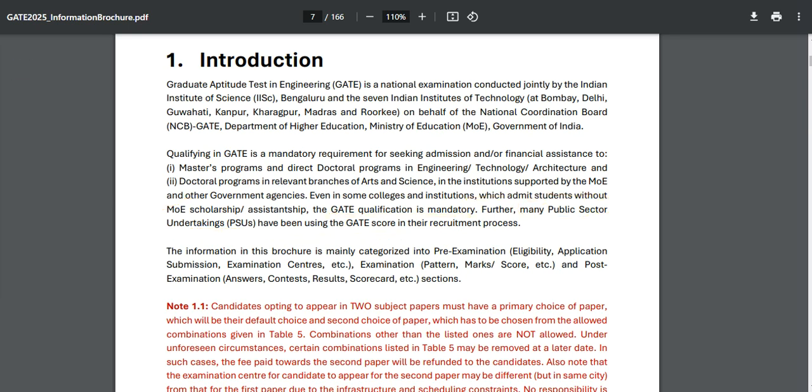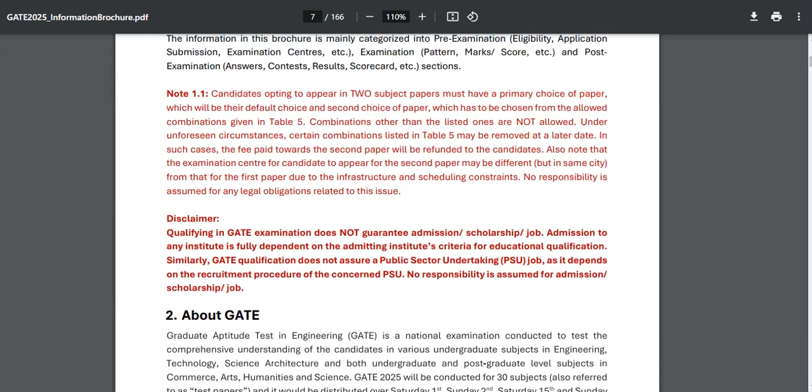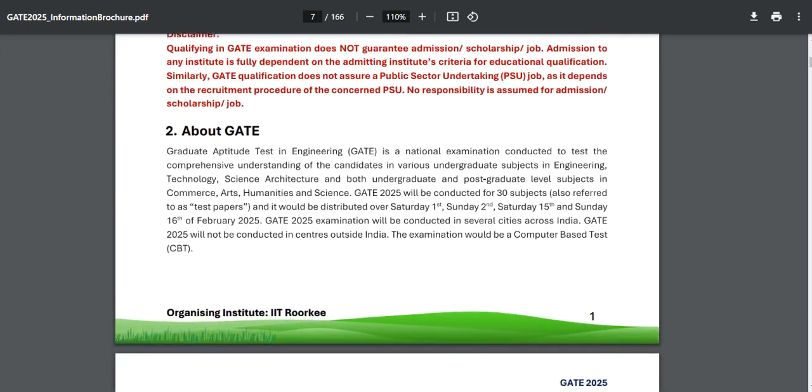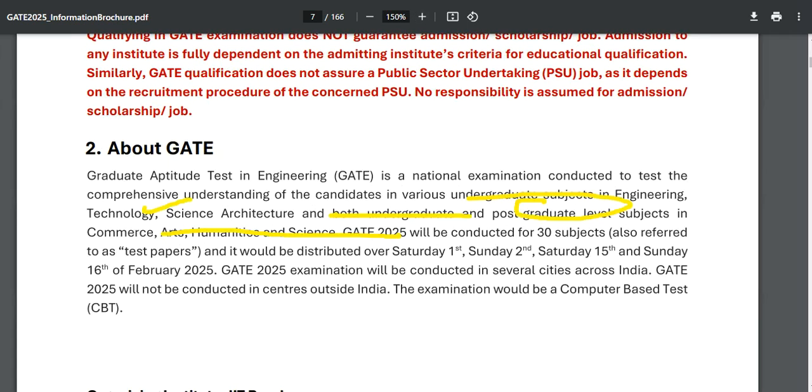So if you have a good score in GATE, then you are all guns blazing. Okay, so right now about GATE. We will read this simply and develop an understanding about this.